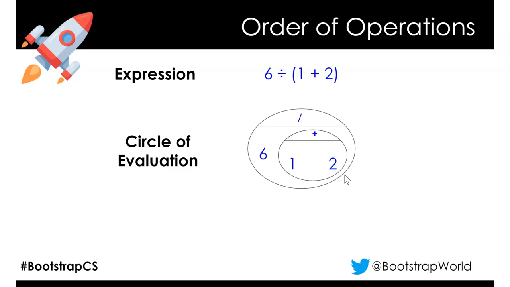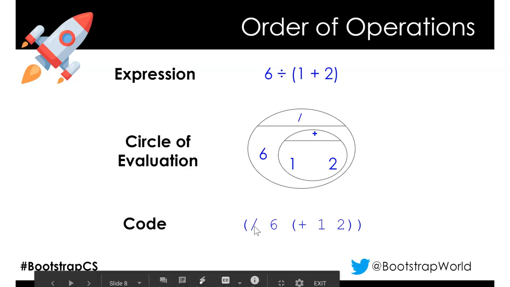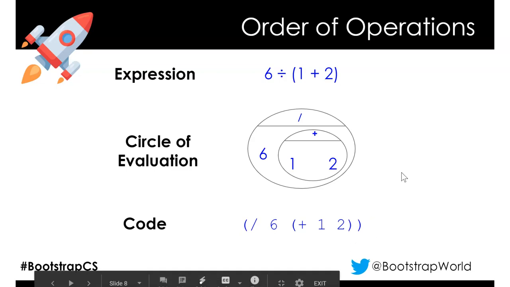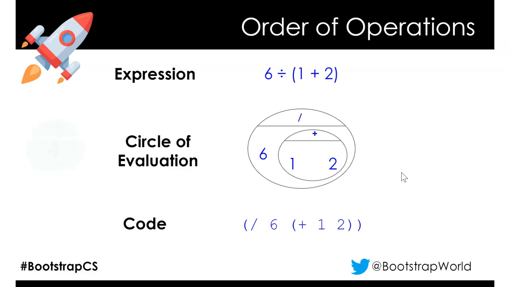So let's see if we did that right. All right, see how that follows? Again, we cross the circle. We did the slash. We do the 6. We cross another circle, so we do an open paren, plus, left to right, 1, 2. We go out of a circle and out of a circle, so we get 2 closing parens.